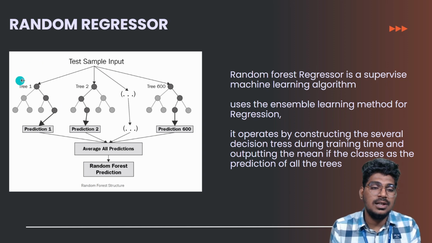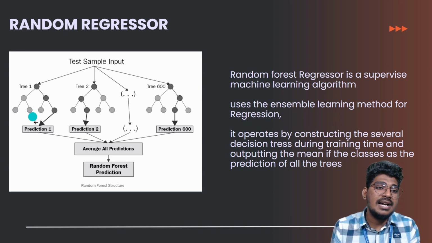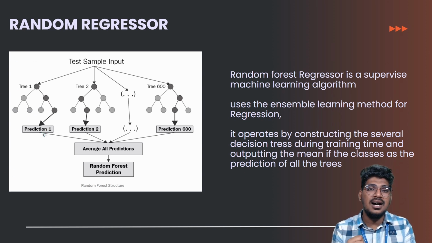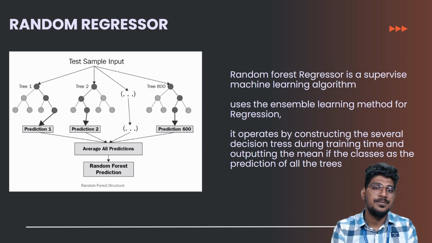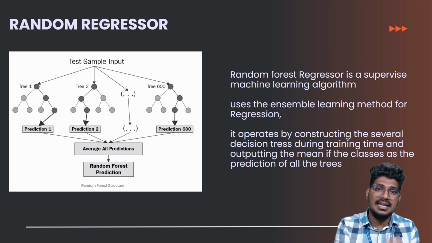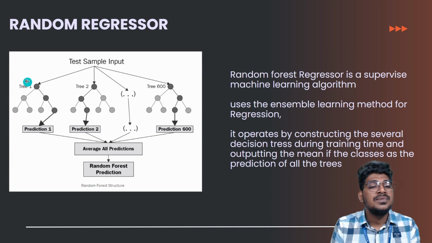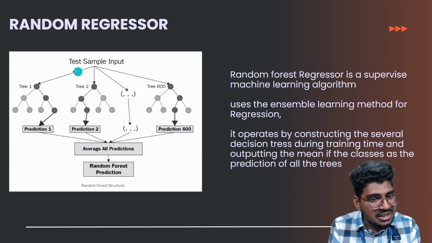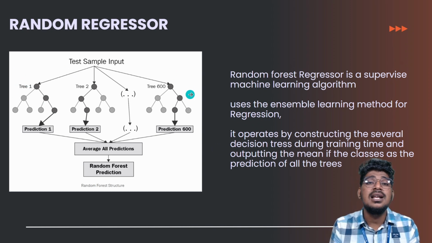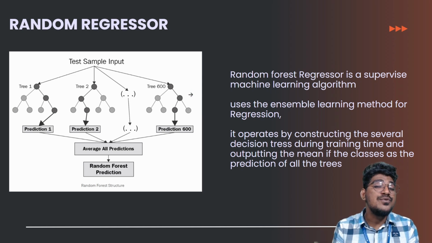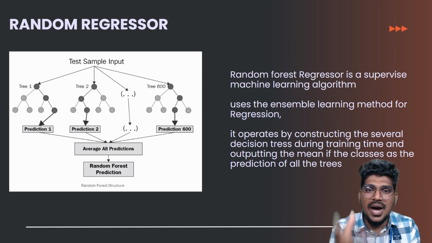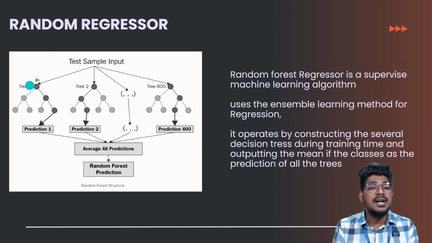I will tell you: once we collect one particular data set, we select sample data from that data set randomly and apply multiple decision trees. You can see here decision tree 1, decision tree 2, and so on till 600. Each decision tree gives one particular value based on the algorithm, because the random forest consists of multiple decision trees.